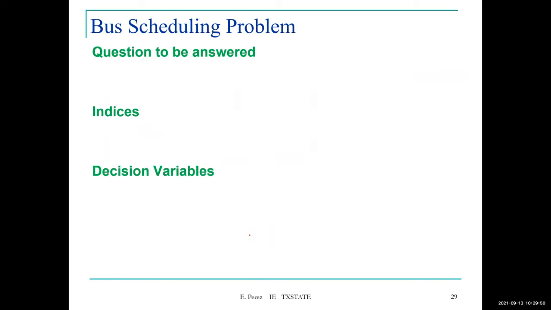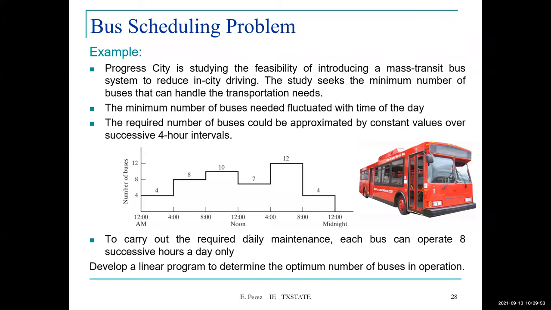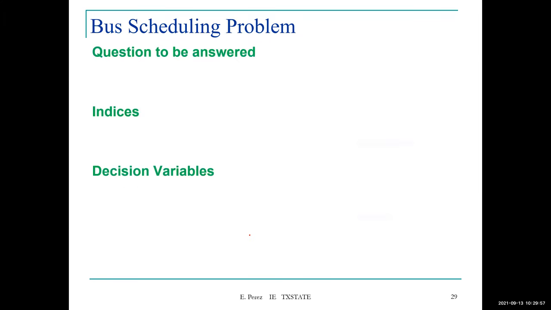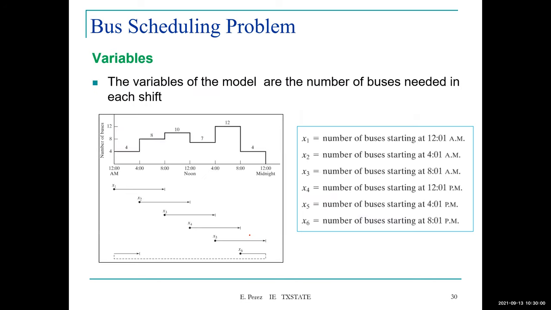And the 8 hours is important because we know that after 8 hours, the bus has to go to maintenance. So we complete the shift, we send the bus to maintenance. So we have 6 decision variables that are associated with the start times of those shifts. X1 is the number of buses that we start at 12:01 a.m., X2 the number of buses starting at 4:01 a.m., X3 at 8 a.m., X4 at 12 p.m., X5 at 4 p.m., and X6 at 8 p.m. Okay, you see that after you create this picture, the formulation of the decision variables becomes clear.